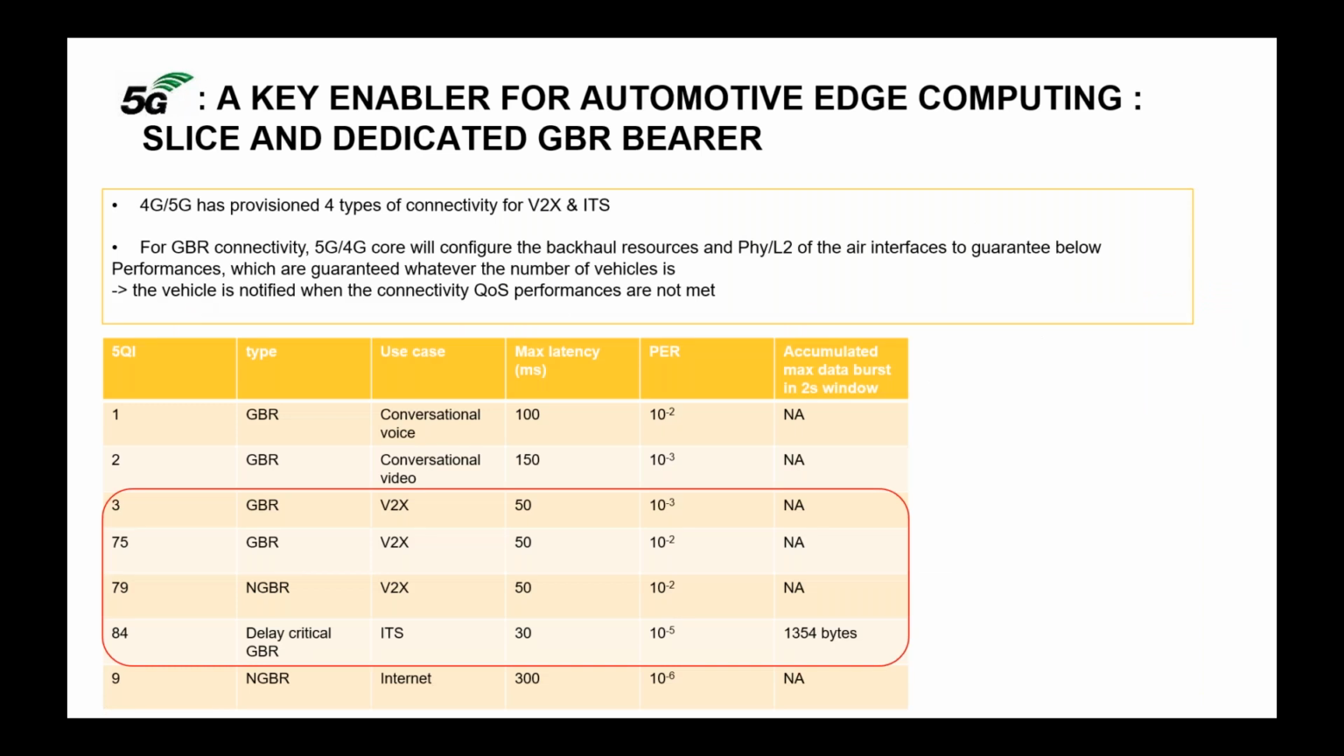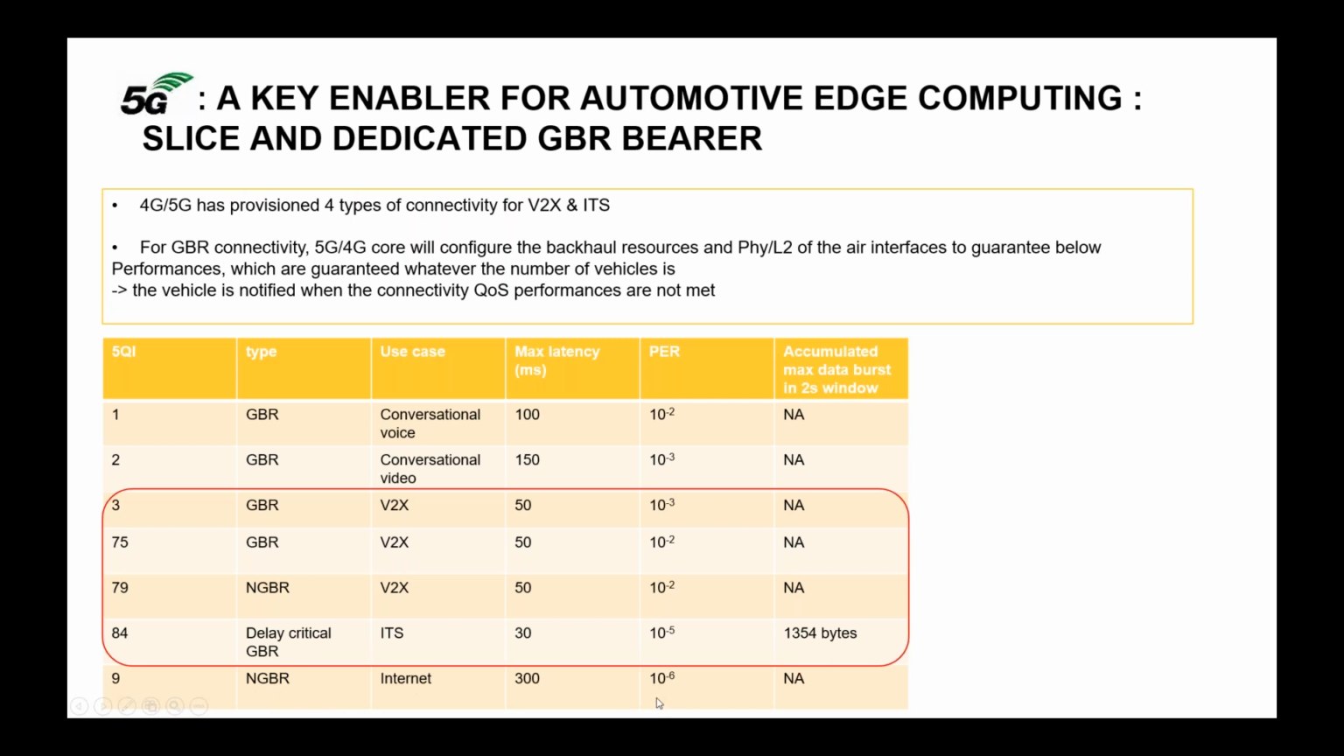So thanks to this notion of slice, you can have established different types of connectivity. I put here a subset of possible connectivity. Typically, when you use the internet with your cell phone, you have a connectivity with a quality indicator. So this is 5QI in 5G, QCI in 4G, which is a 5QI of 9. This is an NGBR, so non-guaranteed bitrate bearer. That means that the performance is not guaranteed.